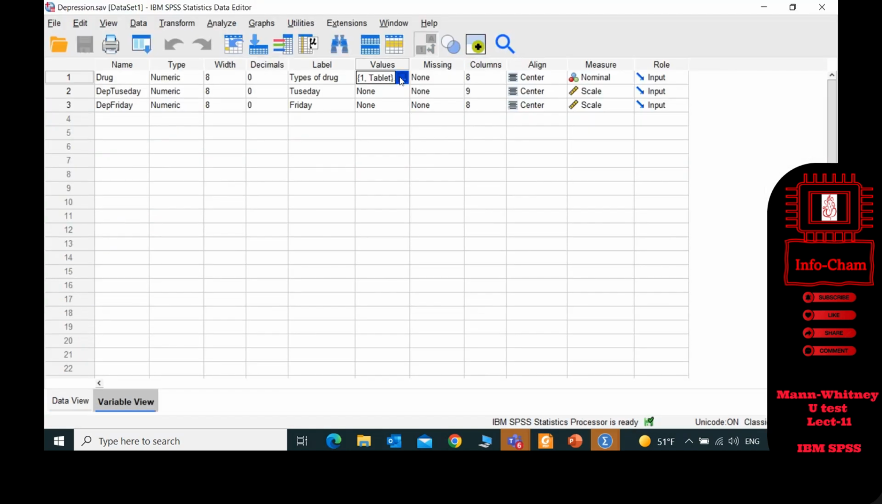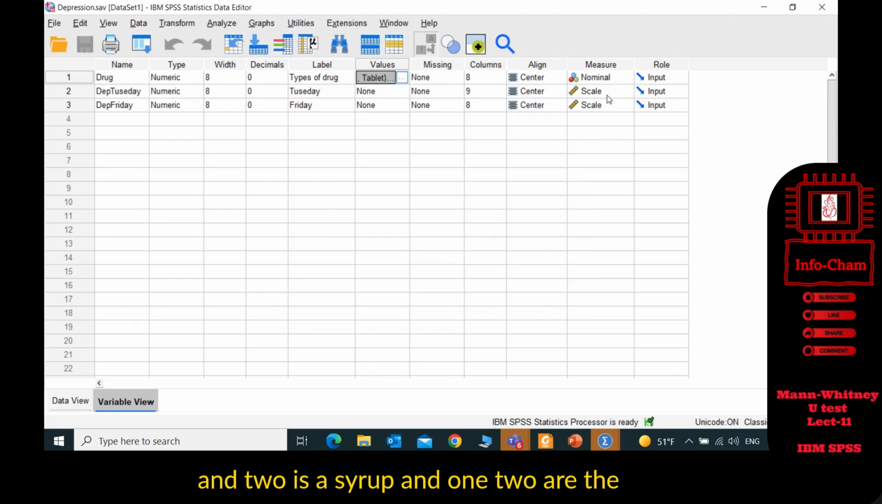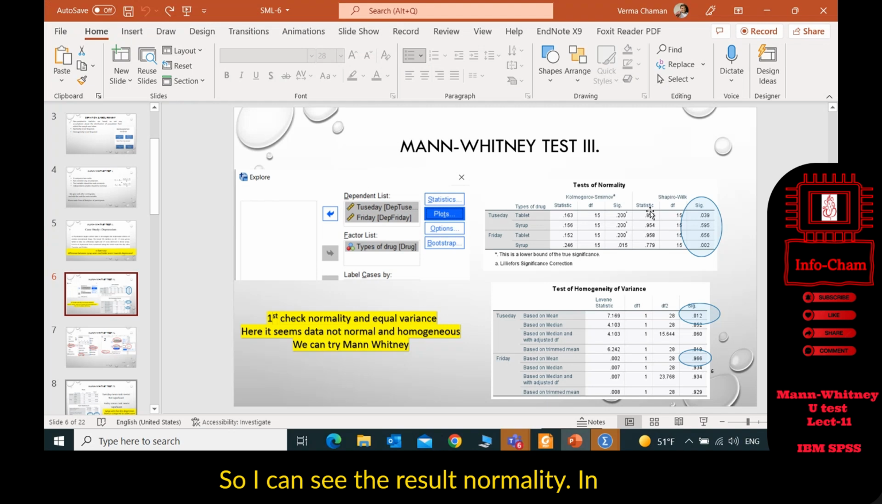So this is already encoded: 1 means tablet, and 2 is syrup, and the two are the scale variables here. If we have more than 2, then we should not use this test. We have another test. I will tell you later on. Okay, but here see the independent variable is nominal, that is categorical, right? So I can see the result for normality.